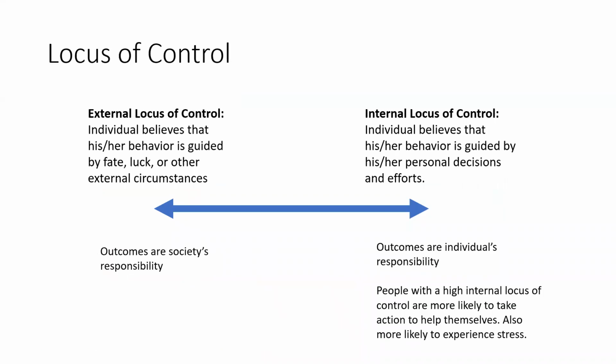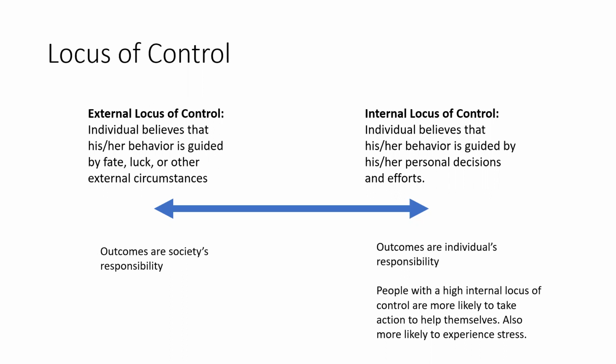Another way to look at cultural factors is the locus of control. So I'm trying to give you a variety of ways to think about who's responsible for health and why. And so we have a spectrum. This idea of a locus of control is where do we situate our ability to influence outcomes.